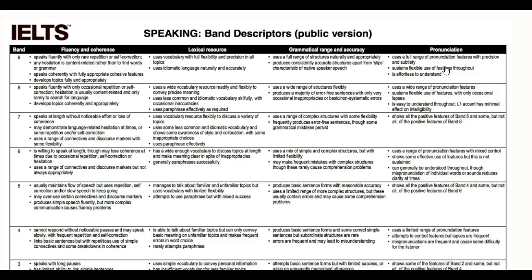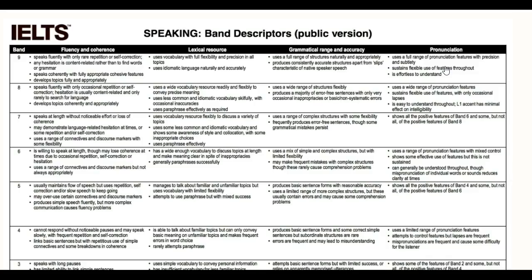You can sit and analyze this podcast using the band descriptors that you have in front of you and see, well, okay, what is Ellen doing? How is she chunking? How is she using intonation? How is she using emphasis when she speaks? What words is she emphasizing? Okay, like what I'm doing right now, you can see that I'm really putting emphasis on certain words I think are most important. Okay, so these are some of the things that you're doing at a band 9.